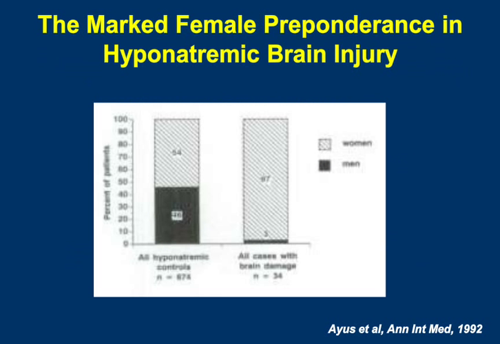One of the key issues is that for some reason there's a female preponderance of acute hyponatremic encephalopathy. So if you look at patients across the board with hyponatremia and brain damage, the majority, 97% of these are female patients. And it's not entirely clear why this is. There are many various conjectures as to why there's this female preponderance of acute hyponatremic encephalopathy.